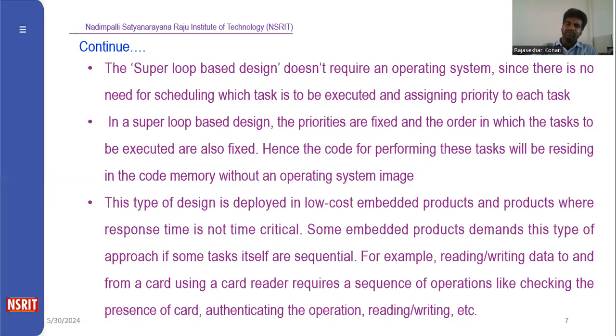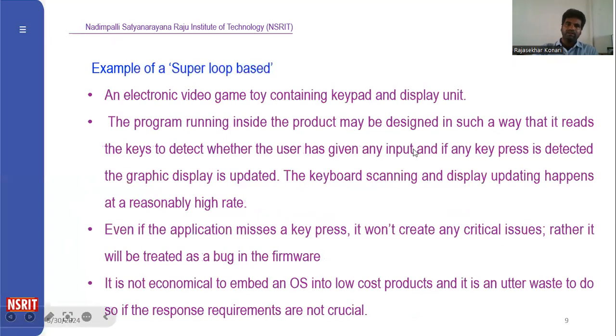The main advantage is low cost. The drawback is it will take more time, so it does not follow the timing. An example for the super loop method is an electronic video gun containing a keypad and display. Depending upon the keys we use in the electronic toy, up, down, right, left, these are four keypads. According to the four keypads only, it will start working.